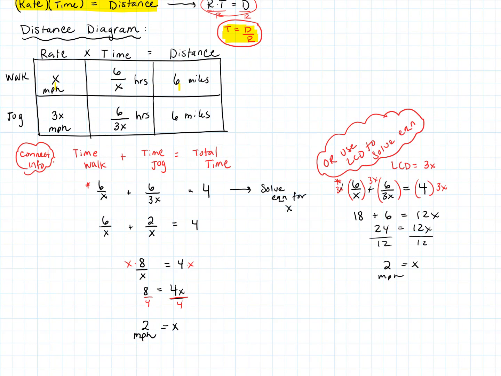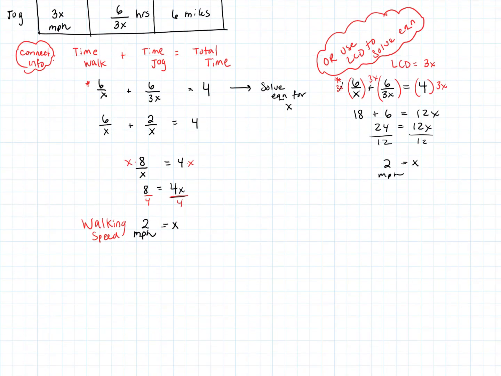Okay, so x is 2 miles per hour. So that's the walking speed. So the walking speed is 2 miles per hour. And then the running speed, or the jogging, use the same language. The jogging speed is 3 times x, so 3 times 2 is 6 miles per hour, 3x.